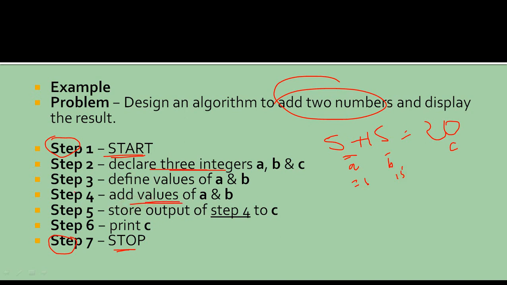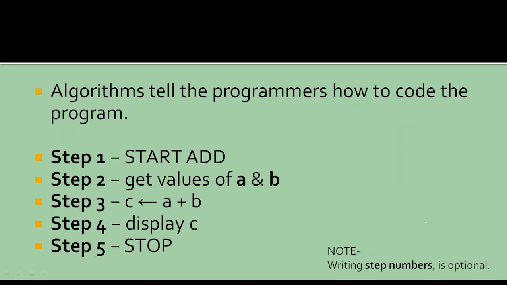Then add the values, this becomes my step 4. This operation is performed by your ALU or the CPU. So 5 plus 15. The next step is to store the output in C, meaning C becomes a variable where 15 plus 5 becomes 20. It has been stored in C. Now print C, that means let's show the output to the user. So you are printing the value C, and your monitor is now showing the value 20 as your output.